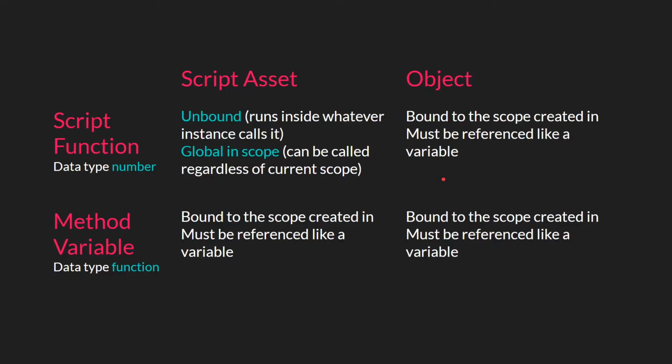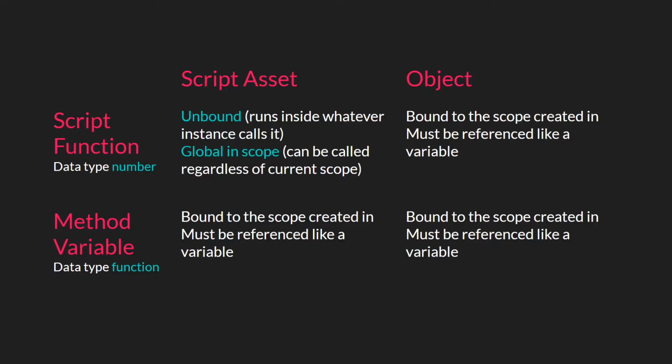And why is it total garbage? The reason is pretty straightforward. If you declare a script function inside of an object, it functions almost exactly like a method variable, but it has slightly less functionality and is much more confusing. So what I mean by that is if you declare a script function inside of an object, you will get a named function, just like you would if you were in a script asset.